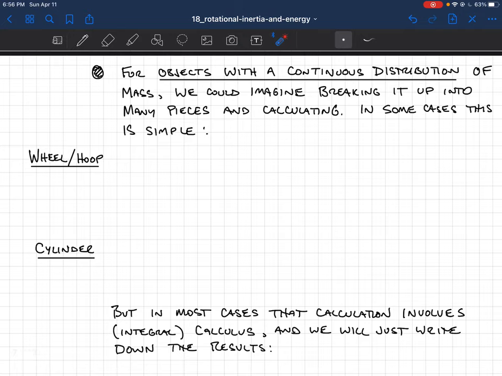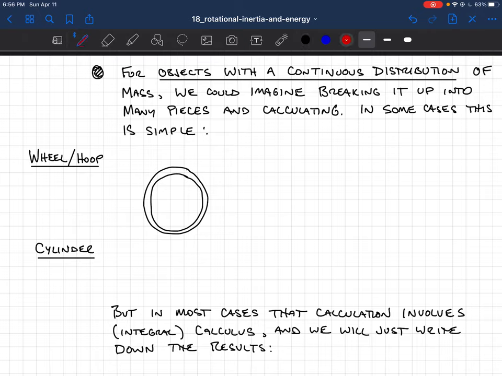Now, our definition is for point particles. So you make an object by putting together point particles. But the way that we'll want to use it most of the time will be to look at solid objects with a continuous distribution of mass. So in some cases, that's easy to get from our equation. So the simplest case is that of a wheel. So you can imagine that it's just a thin wheel made out of wood or something like that.